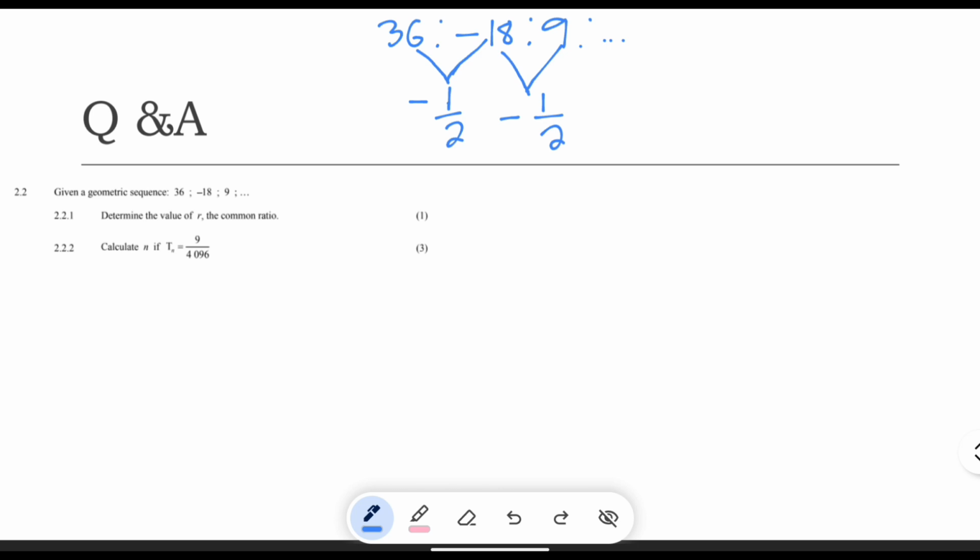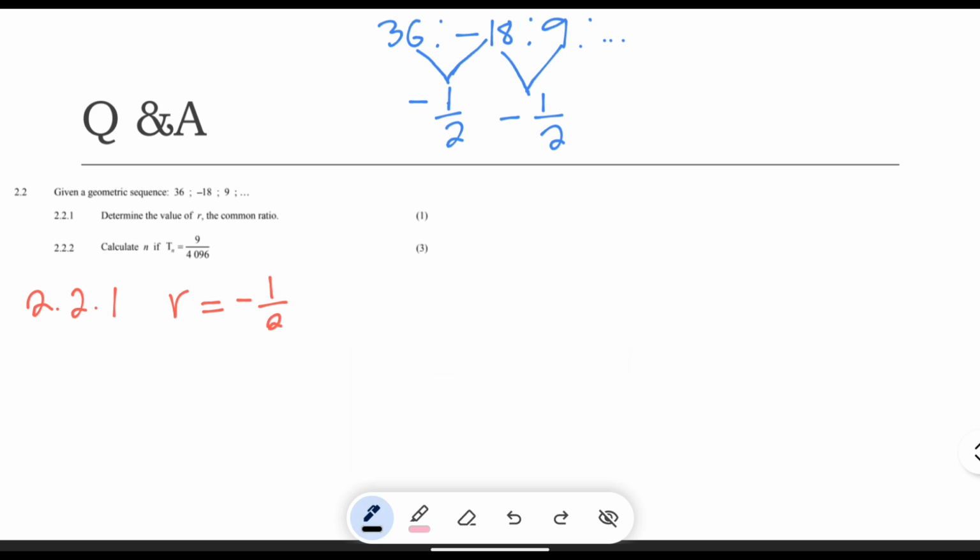Okay, so now we know that it's a geometric sequence because we have also shown that the ratio between consecutive terms is constant. So now let's attempt the question. We have 2.2.1, and determine the value of r, the common ratio. r is equal to negative 1 over 2, and then you have answered the question, negative 1 over 2.